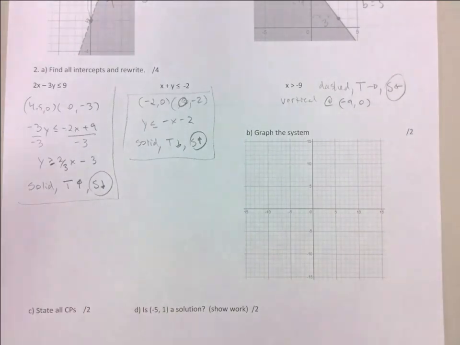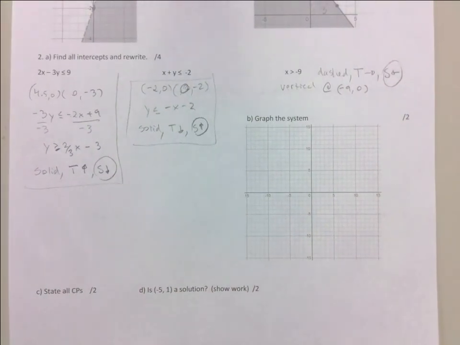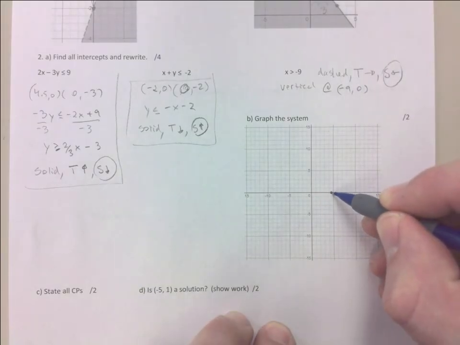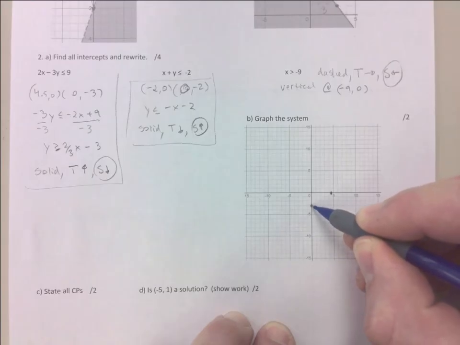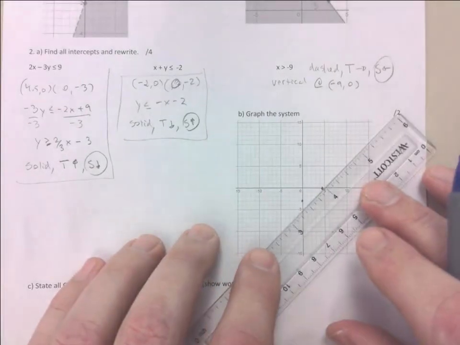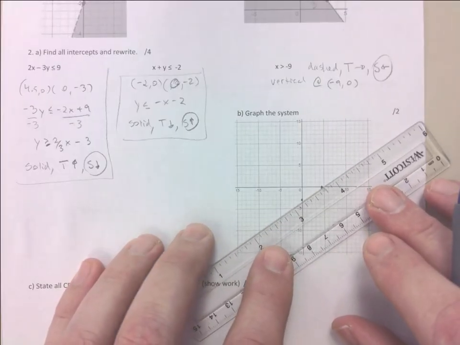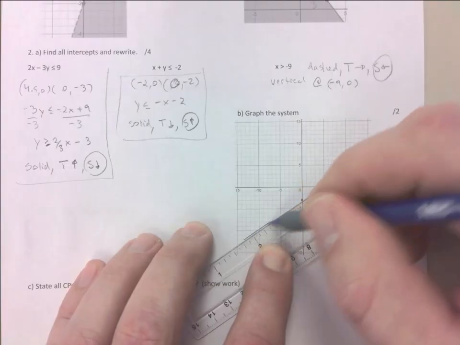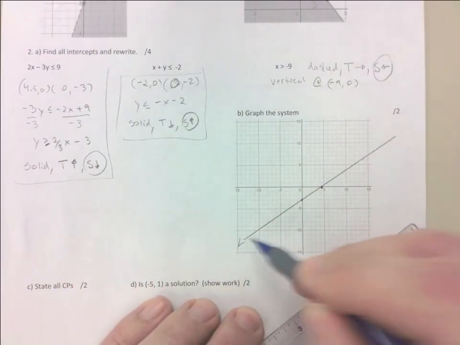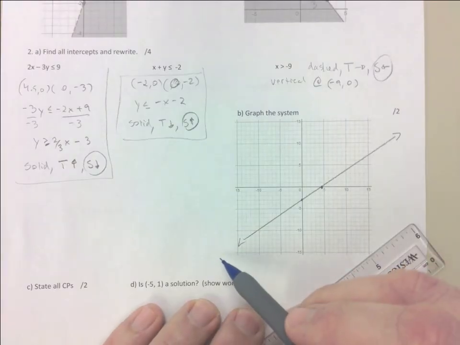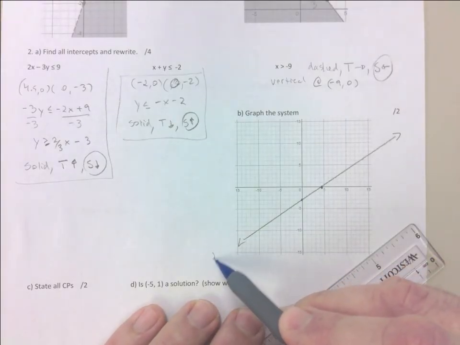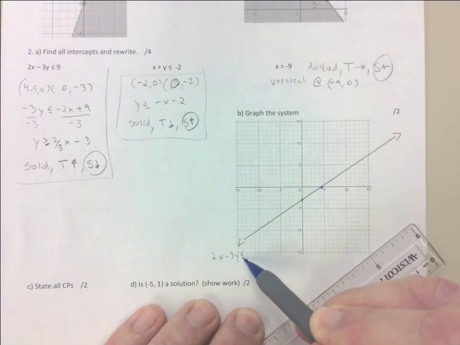And now we can graph. I will most likely give you a grid for these ones. For word problems, you have to be ready to make your own. Okay, so we've got 4.5, 0 is right there, 0, negative 3, and that's a solid line. I saw some of your shading was off, so you got to make sure you do this correctly, right? Especially the shading part. So this 2x minus 3y less than or equal to 9.